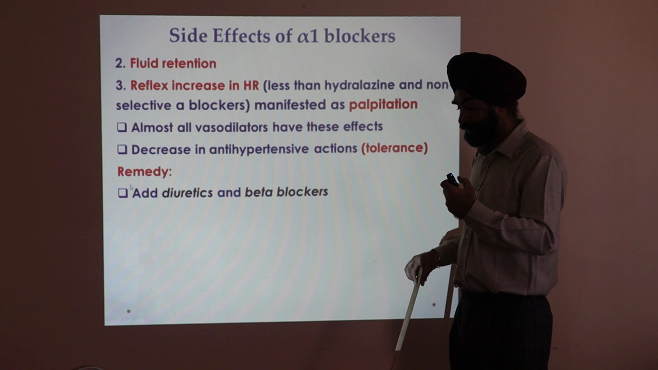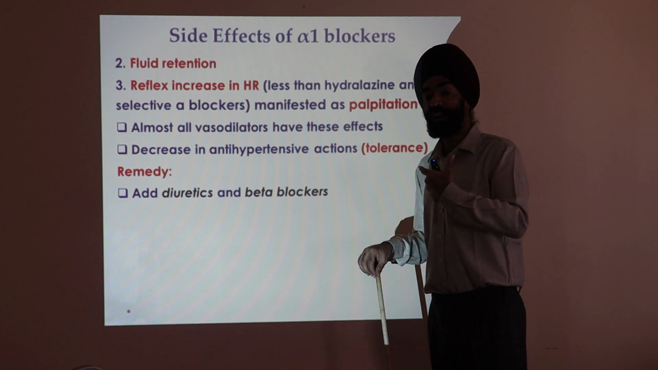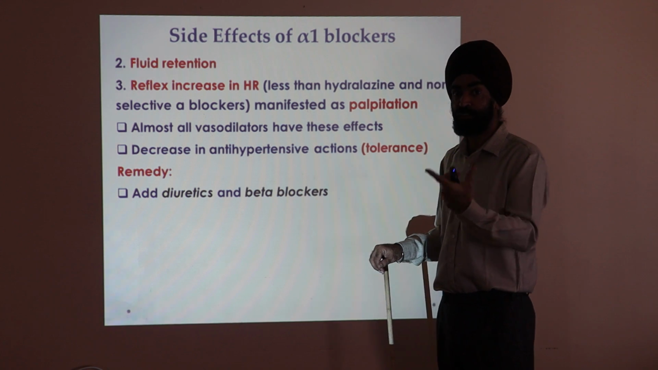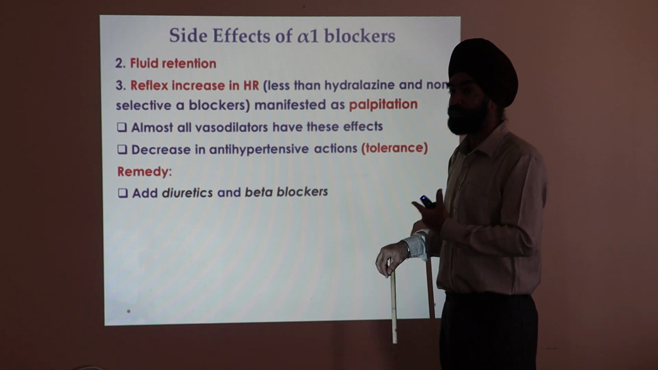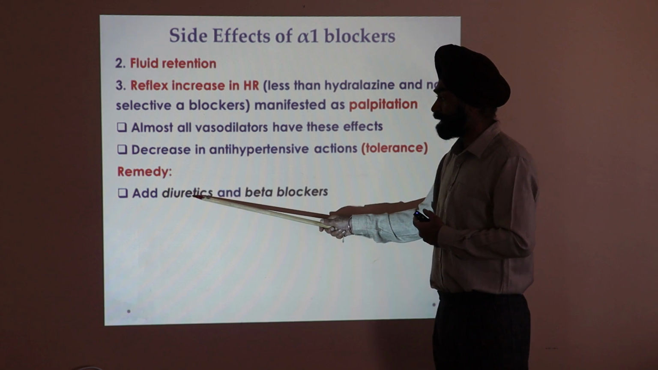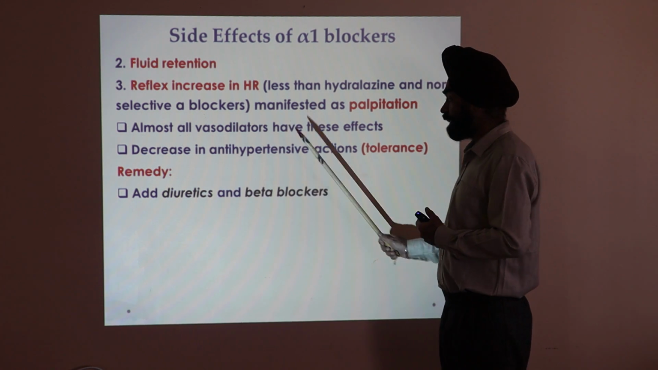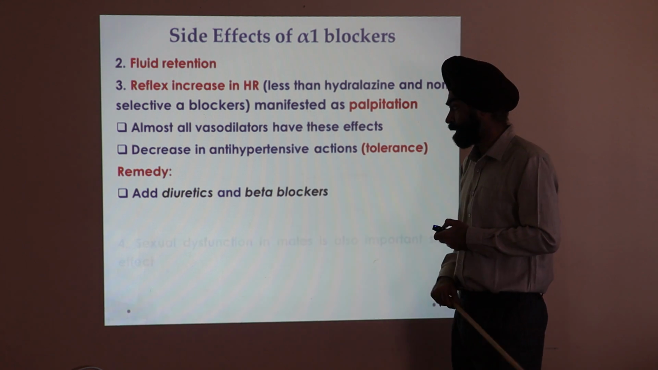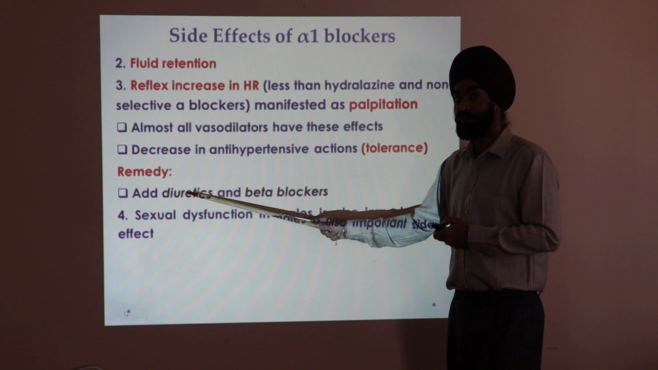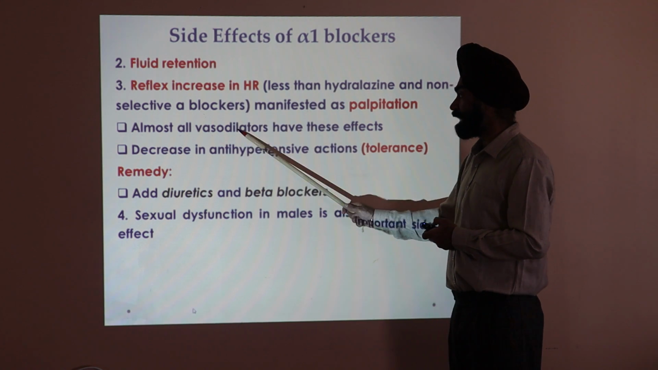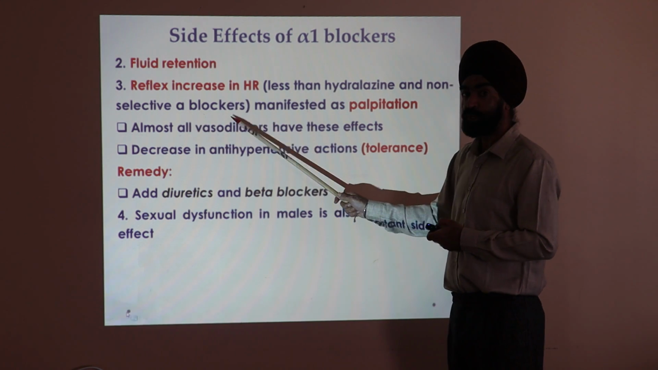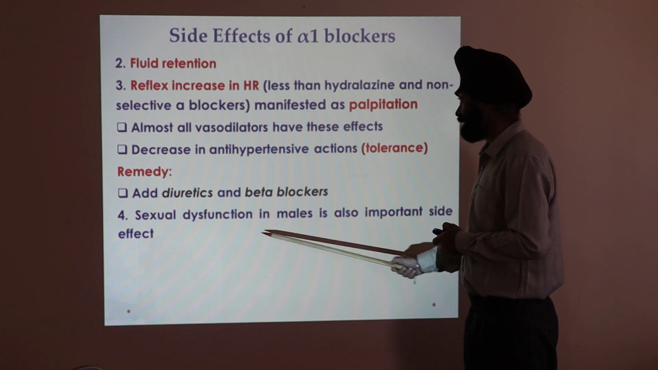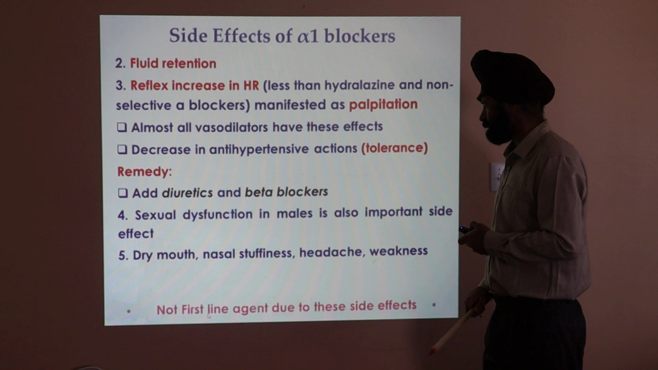So what is the answer of this question? That if alpha blocker is not producing the effect after a certain period of time, that is tolerance has developed, then what is the remedy? Then give diuretics, that will overcome the fluid retention, give beta blocker which reduces the heart rate. So this is the thing that you have to remember. So this is the remedy whenever these two things are happening with any kind of the vasodilator, not only with prazosin, with any vasodilator. So now this is again an important side effect, sexual dysfunction in the males.